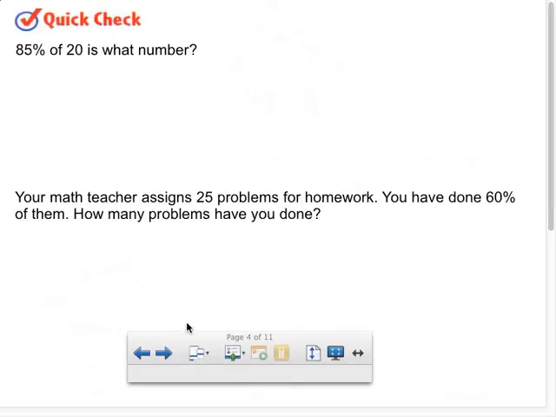Now, almost done, home stretch. We want to know what 85% of 20 is. Now, we can always write this as a fraction. What's 85% written as a fraction? Go ahead and say it. You got it, Akpana. 85 over 100. Remember, percent means per 100, so 85 per 100.